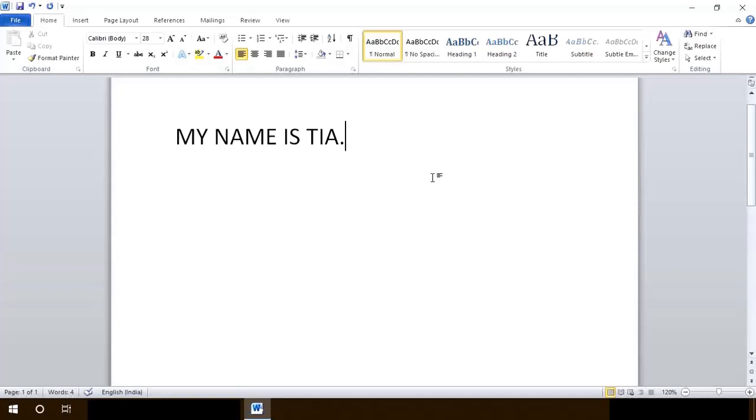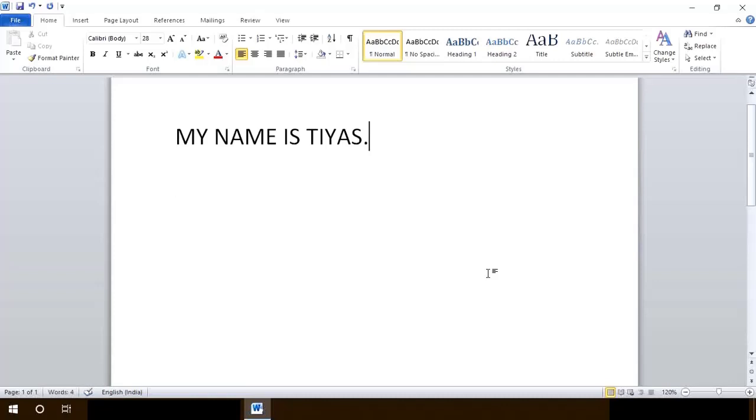Now children, if I have made a mistake, what should I do? Which key should I press to rectify my mistake or go back? Yes, the backspace. So when I click on the backspace, I am able to remove the letters which I have typed recently. And then I can change the name to Tiash instead of Tia. And I put a full stop again.